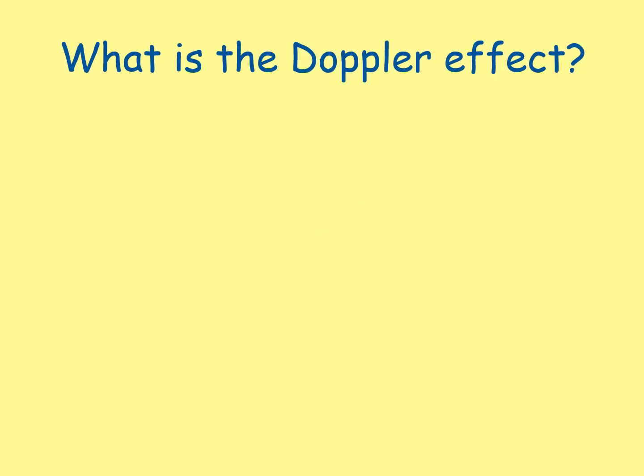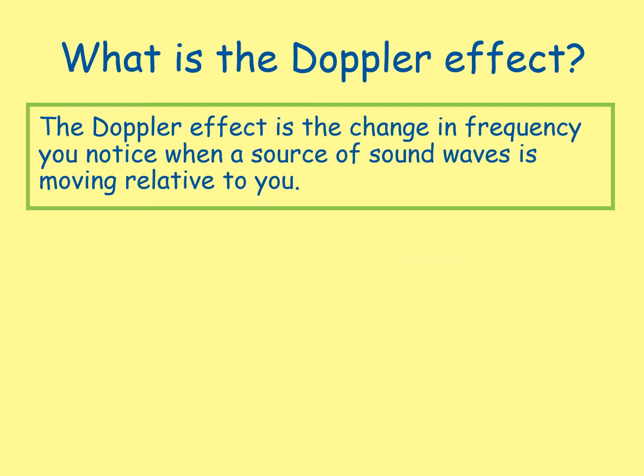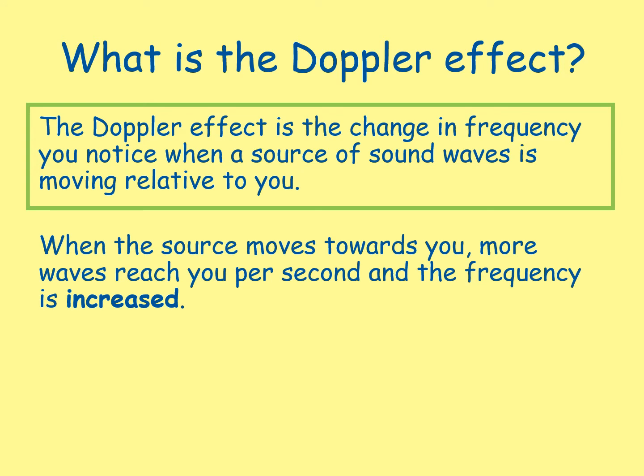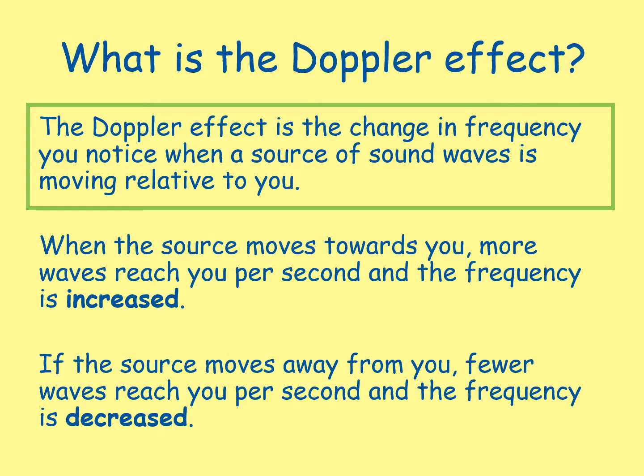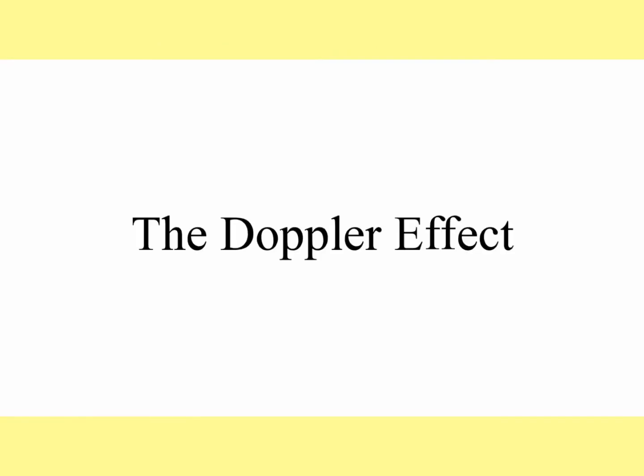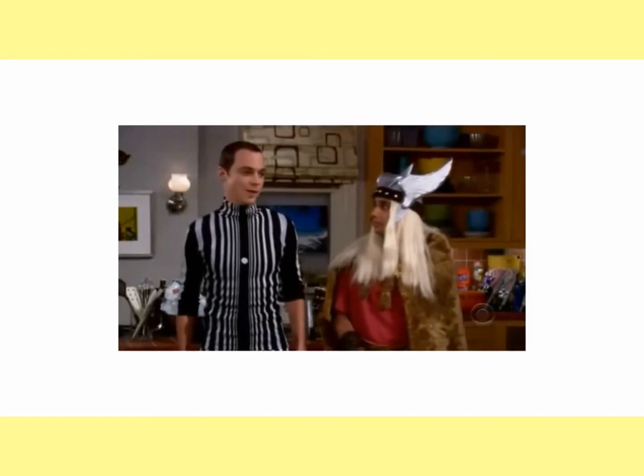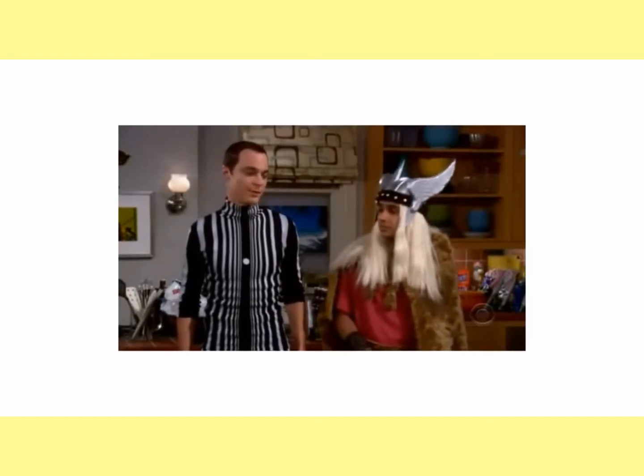The Doppler effect. So what is the Doppler effect? It is the change in frequency you notice when a source of sound waves is moving relative to you. When the source moves towards you, more waves reach you per second and the frequency is increased. If the source is moving away from you, fewer waves reach you per second and the frequency is decreased. In Sheldon's words, it's the apparent change in the frequency of a wave caused by relative motion between the source of the wave and the observer.